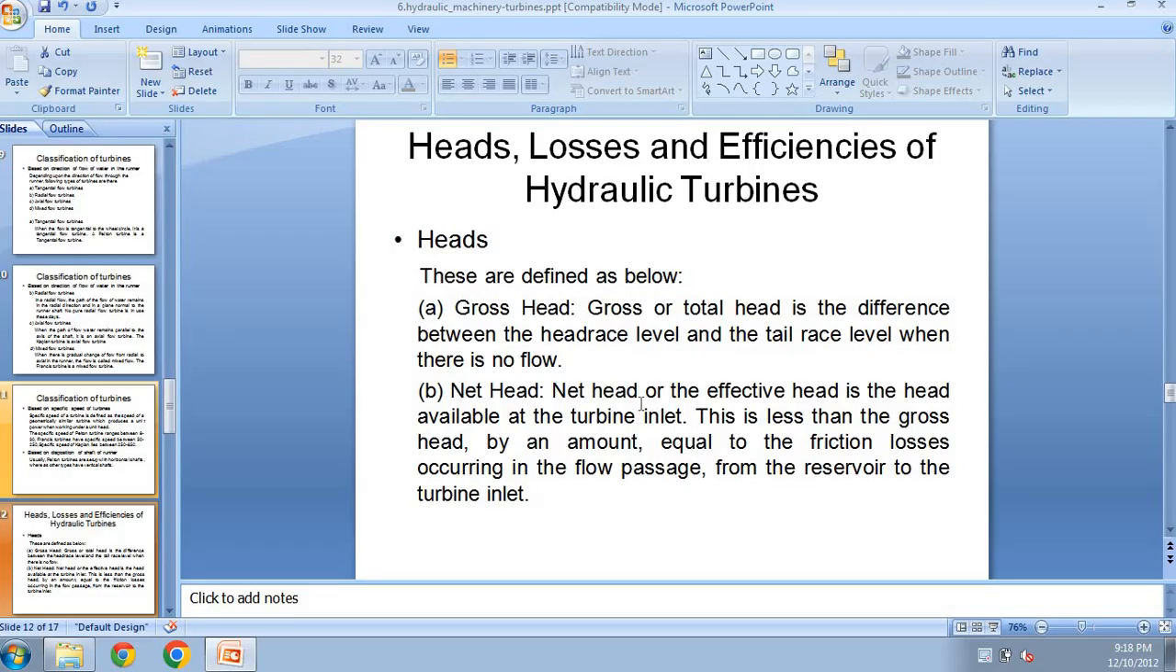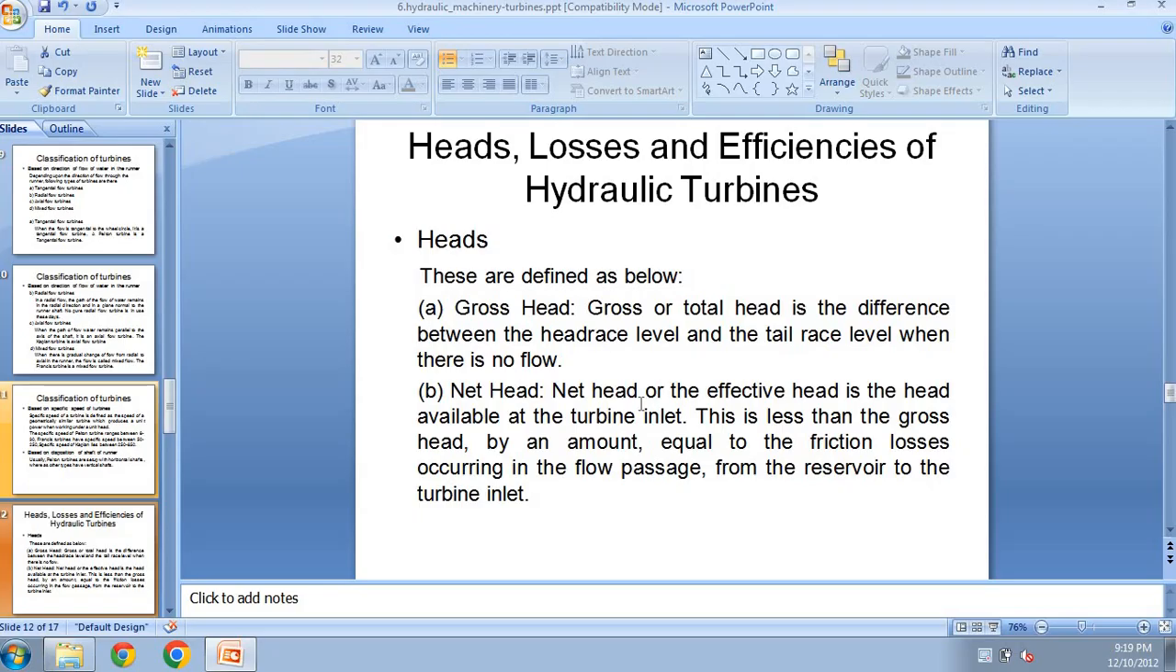So the next point we can consider is heads, losses and the efficiency of those turbines. Head we can consider as the water level available, or the height of the water in that particular reservoir. Now the gross head: that particular head we can measure between the headrace level and the tailrace level.